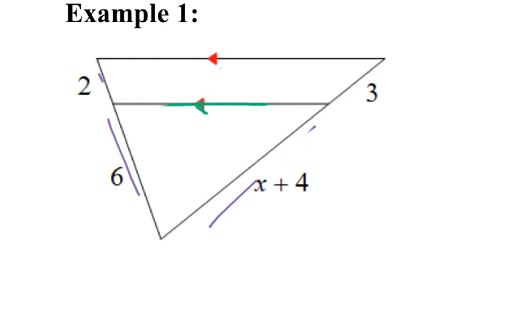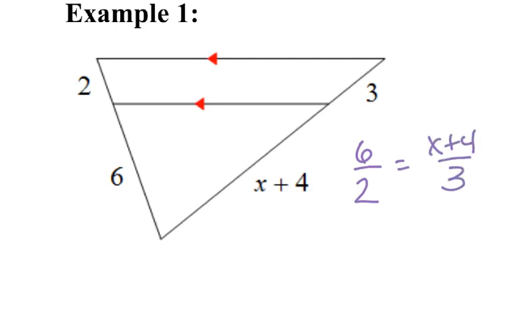As we know from proportions, we can write proportions in a few different ways. I would prefer my variables to be on top, so I'm going to write 6 over 2 is equal to x plus 4 over 3. And then I can solve that proportion, solving for x. So go ahead and pause the video and solve that one for x.